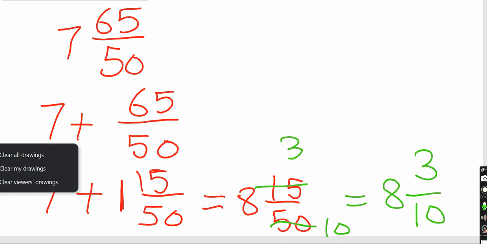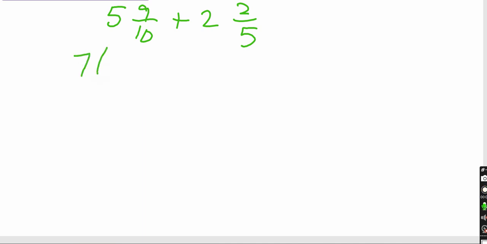Okay, where did we start? We started with the question 5 whole 9 by 10 plus 2 whole 2 by 5. I'm just doing a review of this same question, what we did. Instead of separating the whole numbers, we can add them in the beginning as well. 2 plus 5 will become 7, and the fraction 9 by 10, we will multiply it by this denominator 5.